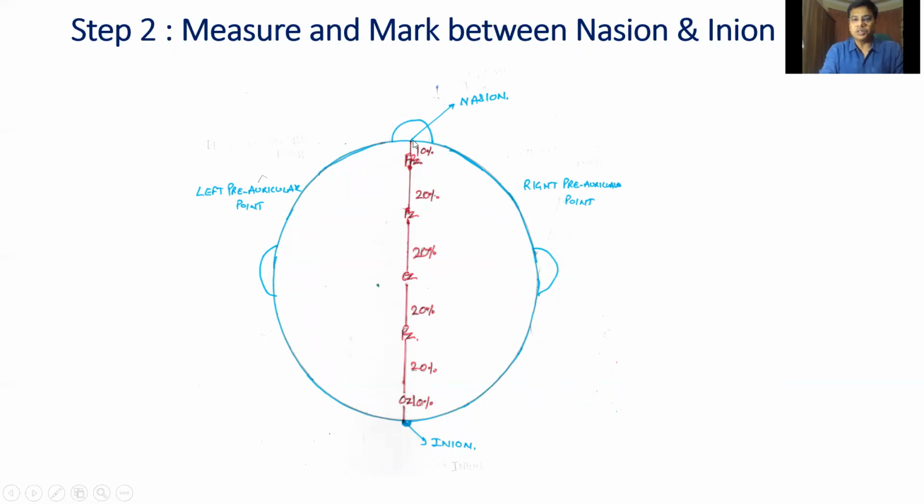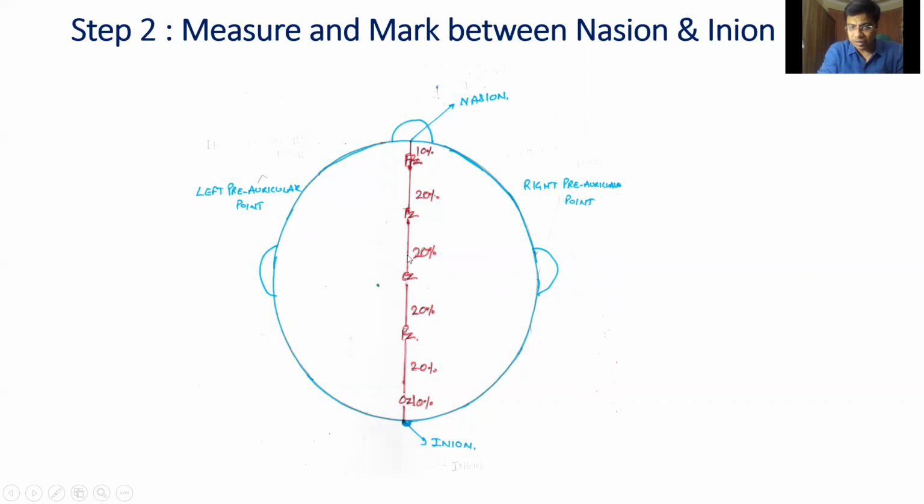So what we need to do is, from nasion to inion, for example, 36 centimeters. Passing from nasion to inion, from the center point, we need to locate the 50% point between nasion and inion. This point is called CZ, which is one of the most important locations for EEG electrodes.